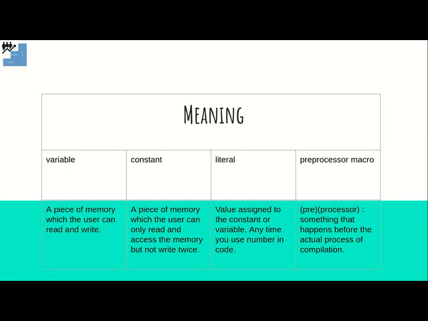Firstly, understanding the meaning. A variable is a piece of memory which the user can read and write multiple times. A constant is a piece of memory which the user can initialize and then read multiple times, but the user cannot write on it further. A literal is a value. Wherever a number is used in the code, that number is basically a literal.